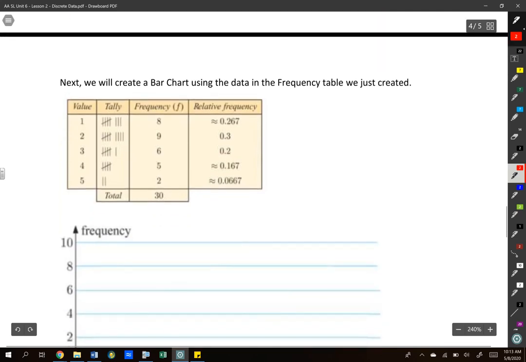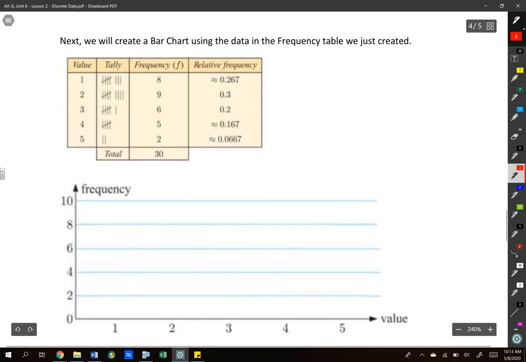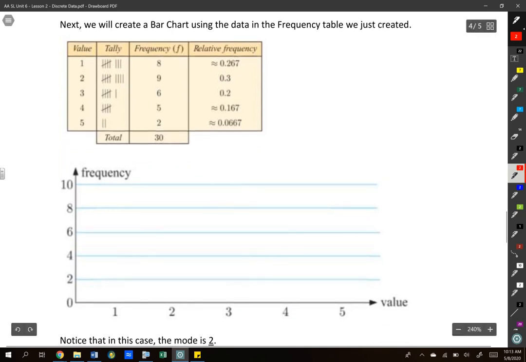All right, so I just took the liberty of taking the chart we created on the last page and I pasted it here so it's easy to reference, because we're going to use that frequency table now to create a bar chart, our column graph. And I've already labeled all of the values on the bottom. Our values were, as you can see here, 1 through 5. And then our vertical axis is the frequency.